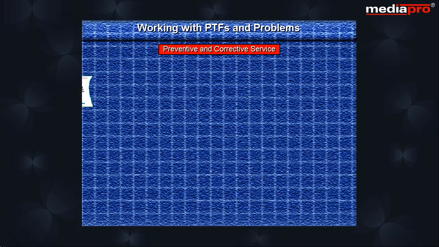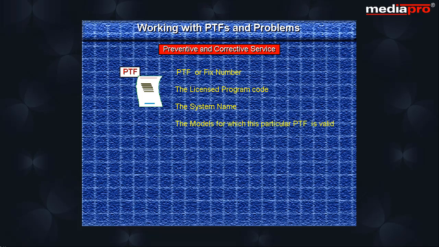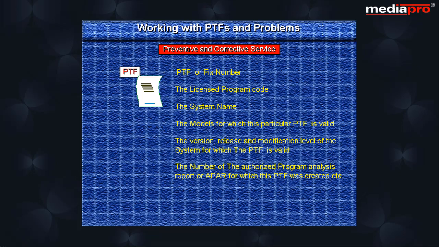Each PTF comes with a covering letter that contains information about the PTF. You have the PTF or fix number, the licensed program code, the system name, the models for which the particular PTF is valid, the version, release and modification level of the system for which the PTF is valid, the number of the Authorized Program Analysis Report, or APAR, for which this PTF was created, the description of the problem that this PTF fixes, etc.